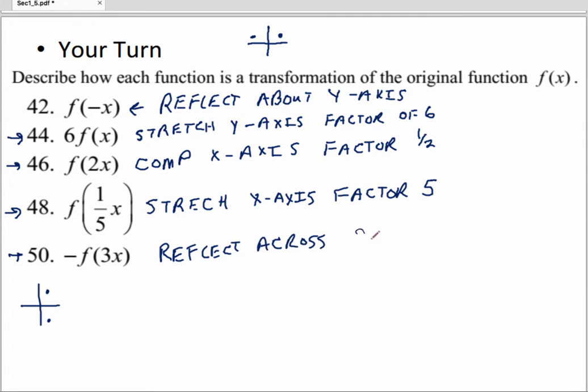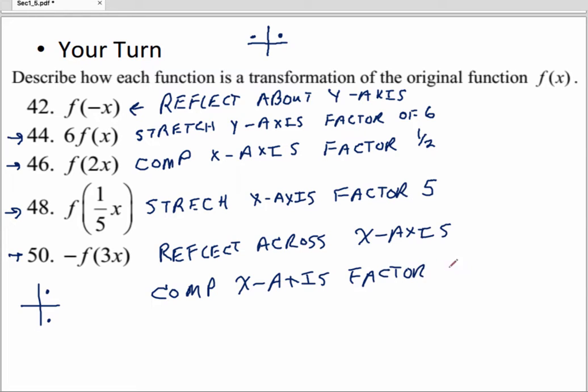So that's across the x-axis. And what else do you know? Well, it's got a scaling factor, right? So it looks like it's got a compression. And it's a compression about the x-axis. And the factor is 1/3.